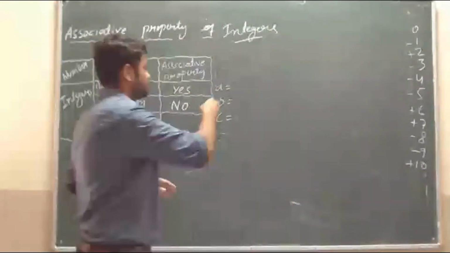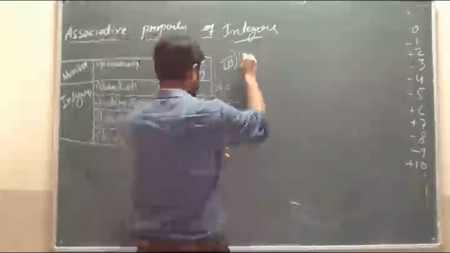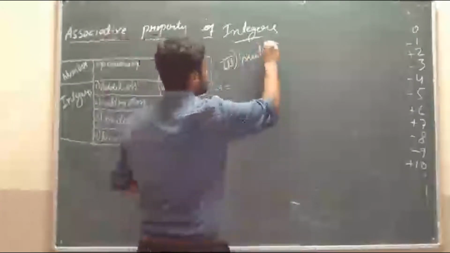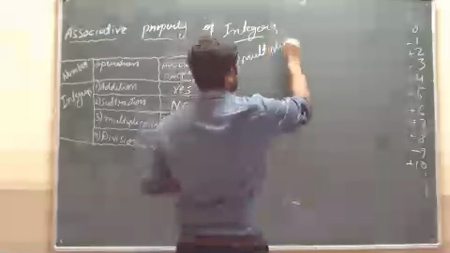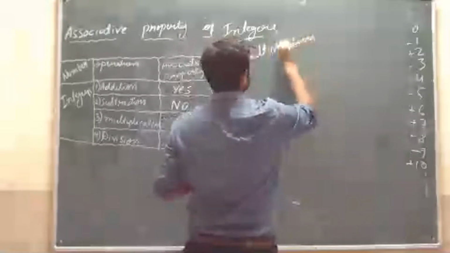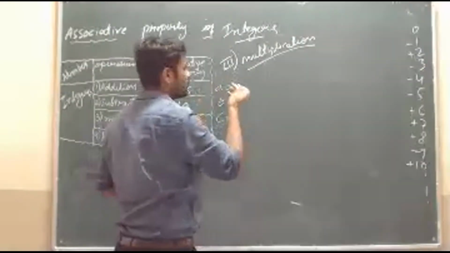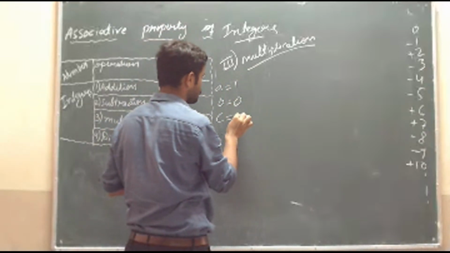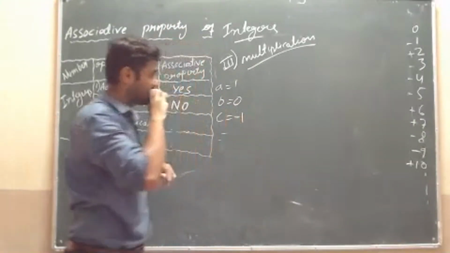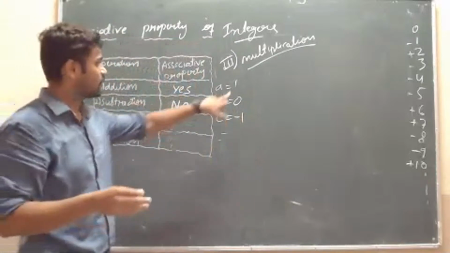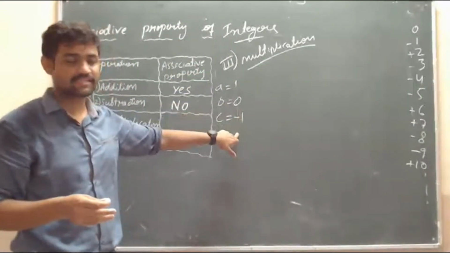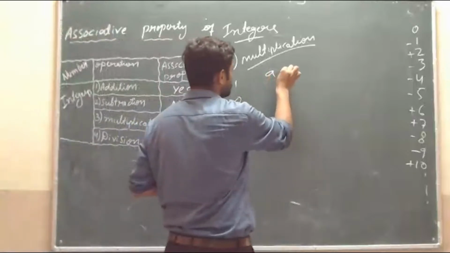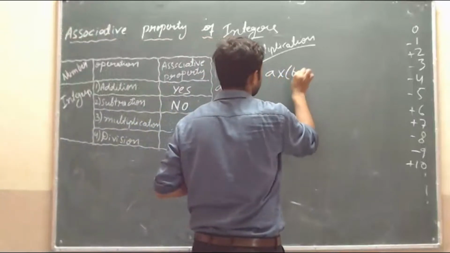Okay. Third one is multiplication. Now easily I will take a is equal to 1, b is equal to 0, and c is equal to minus 1. Simple, one positive integer, one zero, and one negative integer. The rule is (a into b) into c.